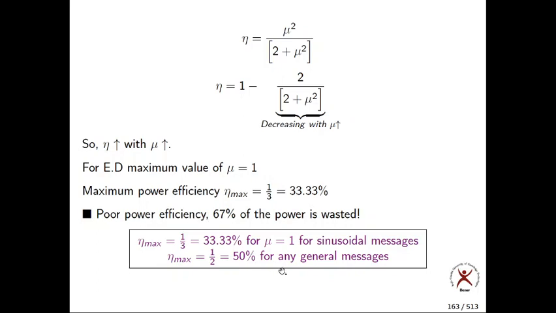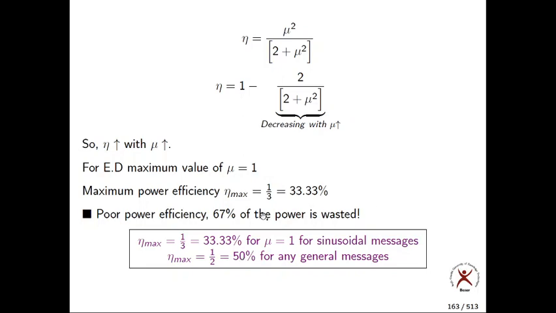If you use any message signal, 50% is useful and 50% is wasted. But if you use a sinusoidal message signal, what is happening? 33.33% is useful, and the remaining 67% is wasted. That is the logic. I have not done it for a general message signal, but if you do, you will get a maximum of only 1/2, not more than this. That is very important.